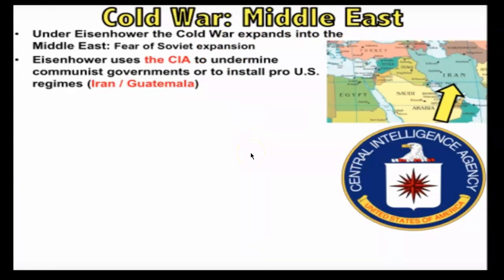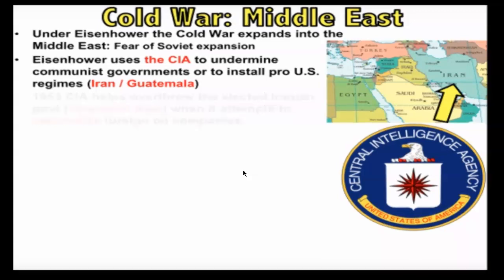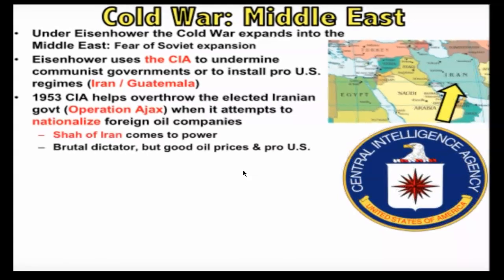The Cold War also would spread to the Middle East for fear of Soviet expansion, specifically to Iran. Eisenhower would use the CIA to undermine communist governments and install our own pro-U.S. governments in Iran and eventually in Guatemala in Latin America. In 1953, the United States CIA would help overthrow an elected Iranian government when it attempted to nationalize the foreign oil companies. Okay, the Shah of Iran comes to power.